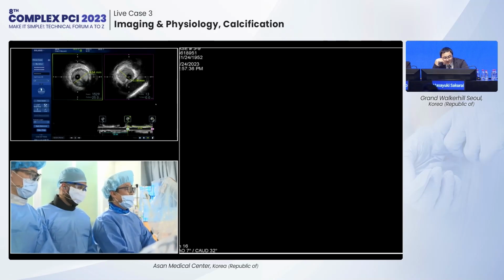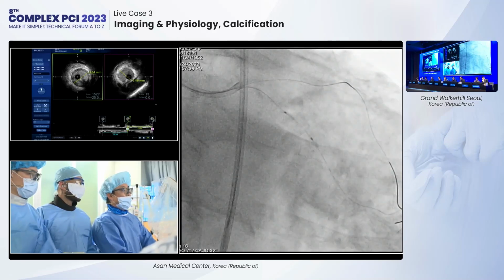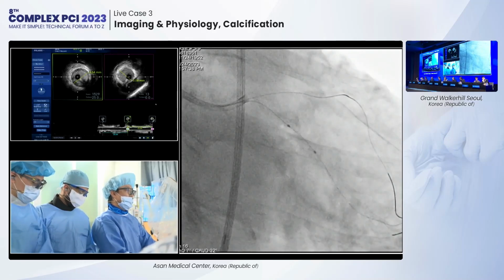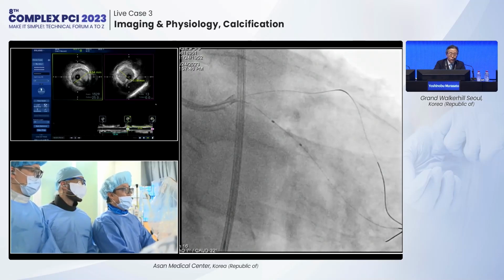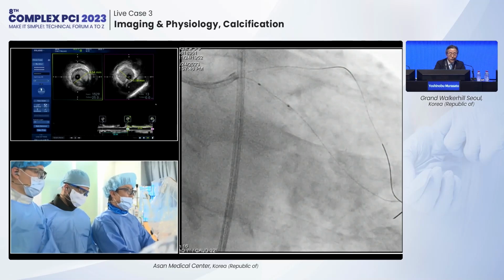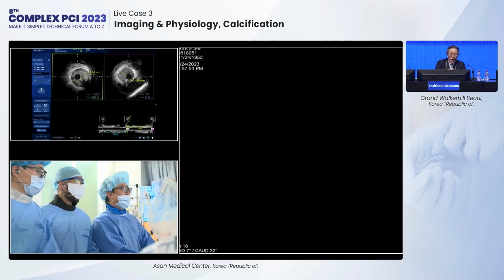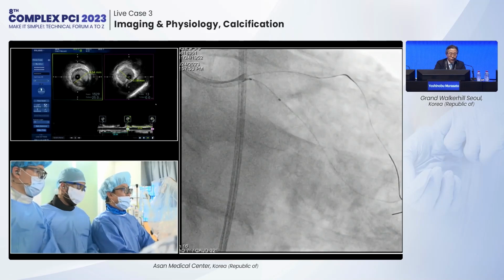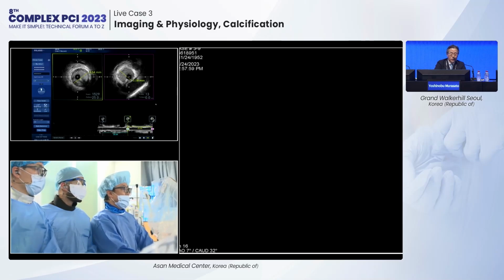Dr. Murasato, I totally agree that when we encounter IVUS passage failure in the calcified region, think about calcium ablation using the rota ablator or something. If we can ablate appropriately, we can perform the DCB treatment in the LCX.